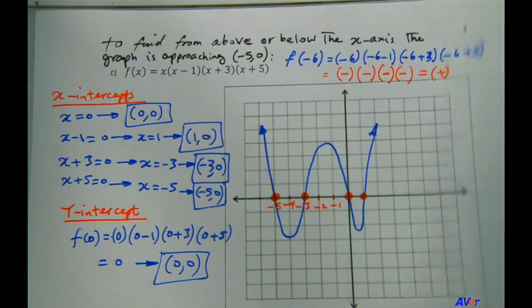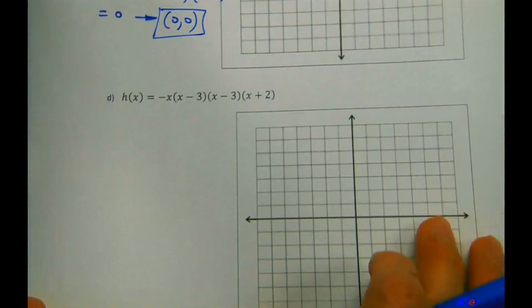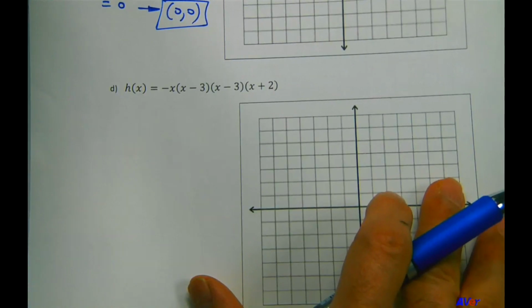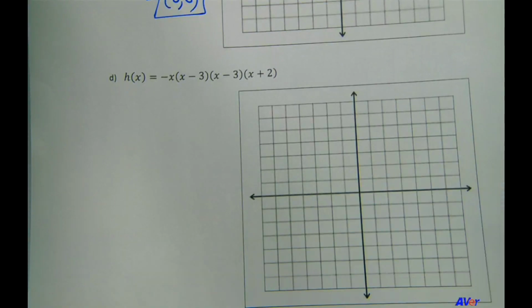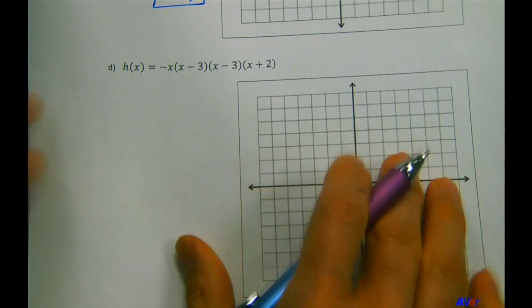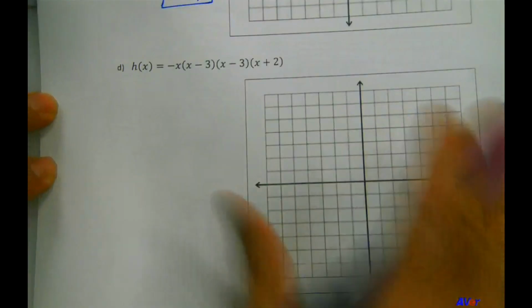All right, so let's look at the next one. This one is also a factored form, so that's great. It cuts down on the amount of work for us, so it's easier to deal with these kinds of polynomials. Let's find the x-intercepts.